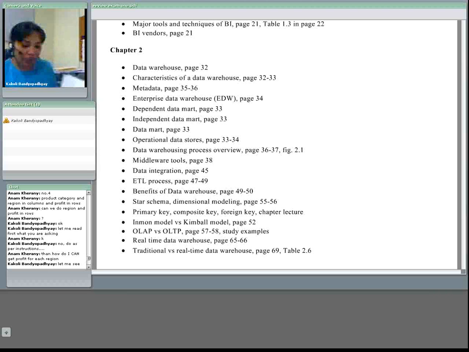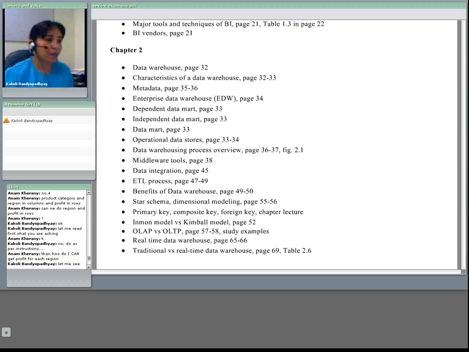Then you have Inmon model and Kimball model. These are basically data warehouse development approaches. Inmon model says first enterprise data warehouse, then create the data marts as subsets. And Kimball model says first data mart, then consolidate into an enterprise data warehouse. There would be questions on these models. Okay. OLAP and OLTP, once again, look at your assignment 4.